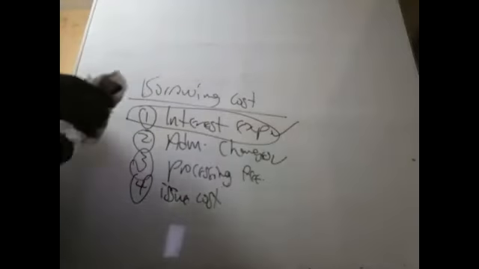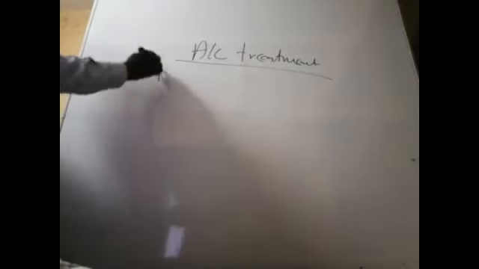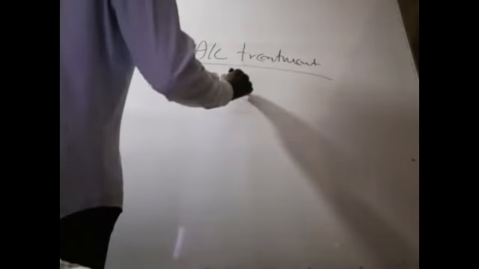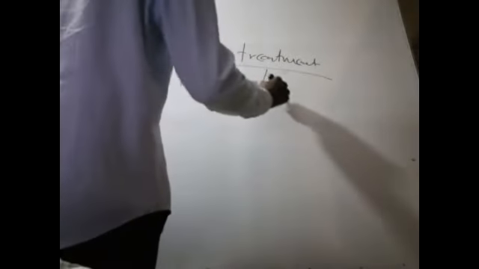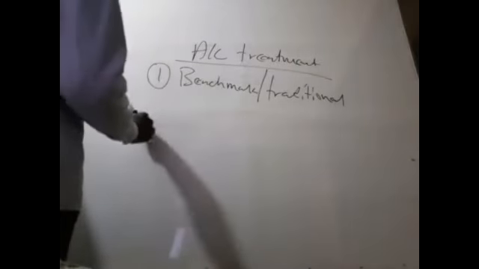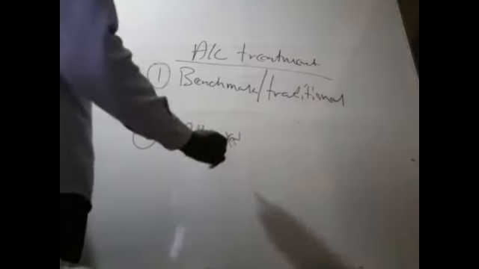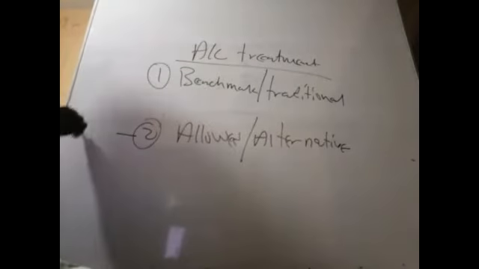Accounting treatment of borrowing cost. How do you treat borrowing cost? There are two treatments of borrowing cost. Number one, we have what we call the benchmark or the traditional treatment. And number two, we have the allowed or alternative treatment. And this one is given to us by IAS 23.